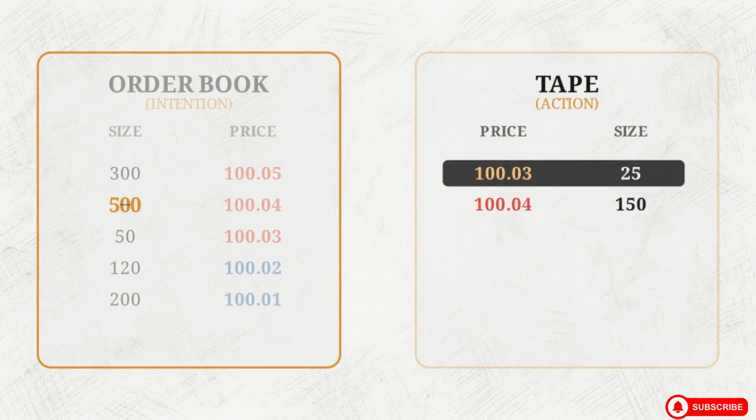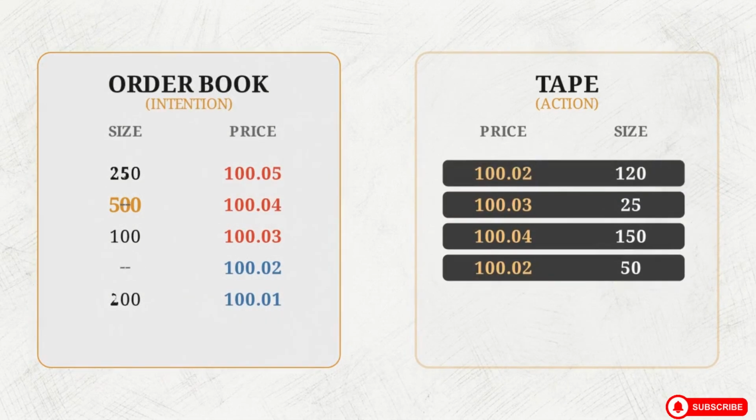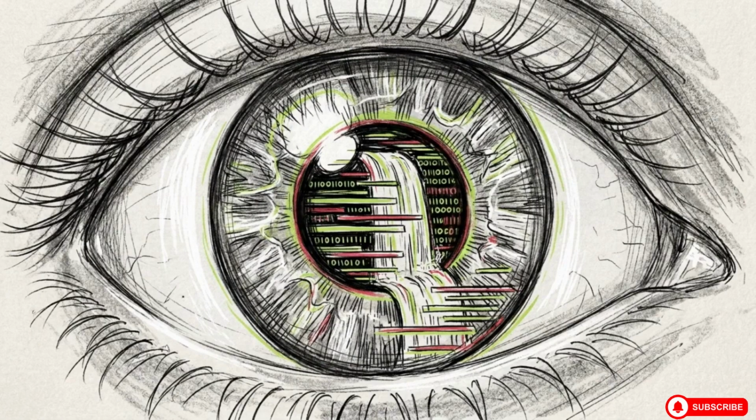The tape shows action, the permanent, unchangeable record of trades that actually happened. The tape reader possesses a structural timing advantage. They are not waiting for a summary. They are interpreting the raw, uncomputed present, seeing the move exactly where it originates.